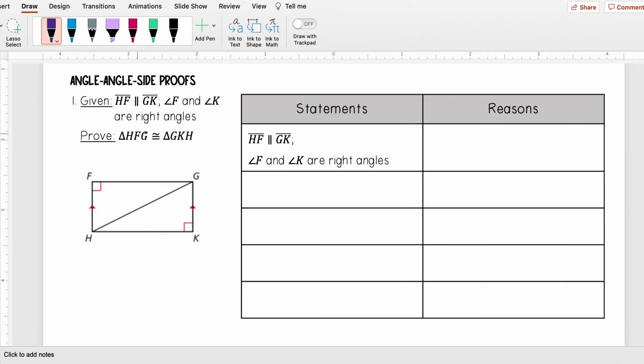So here I have that HF is parallel to GK, and I also know that angle F and angle K are right angles. So that's the information I'm given. And then I want to prove that these two triangles are congruent. So triangle HFG is congruent to triangle GKH.